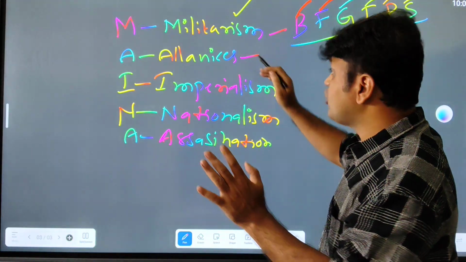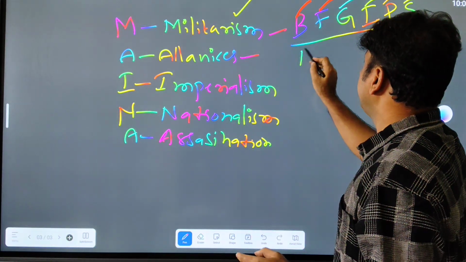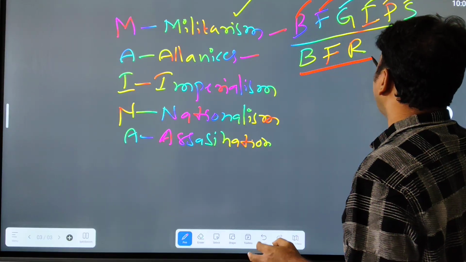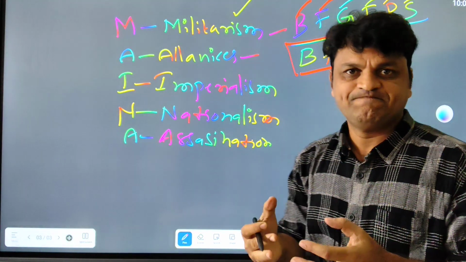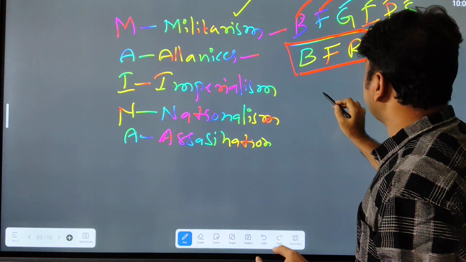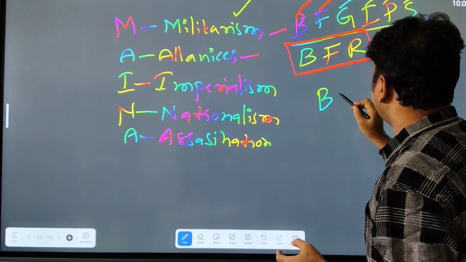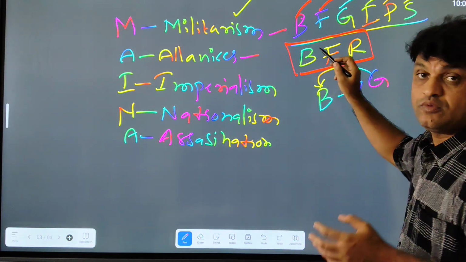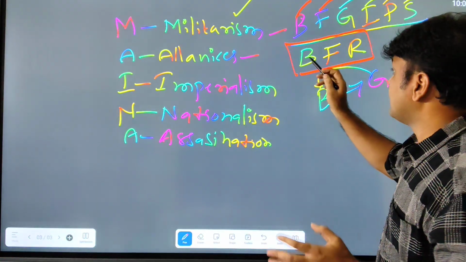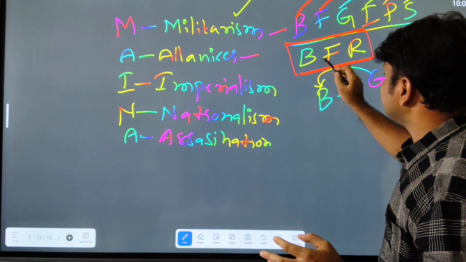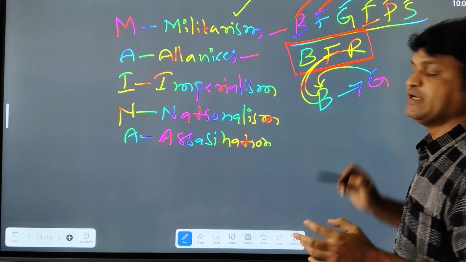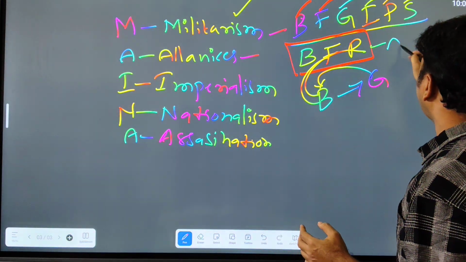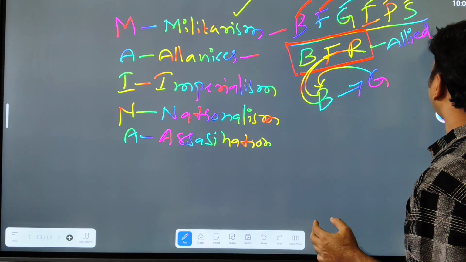Some of the European countries, especially Britain, France, and to some extent Russia, were making alliances, friendship. If Britain is attacked by Germany, or if Britain is attacking Germany, then to defend or protect Britain, France is also backing Britain, Russia is also backing Britain. So these are called alliances. These alliances are called the Allied Power.